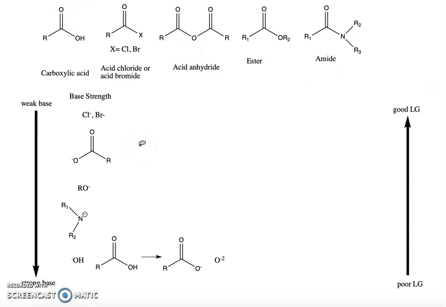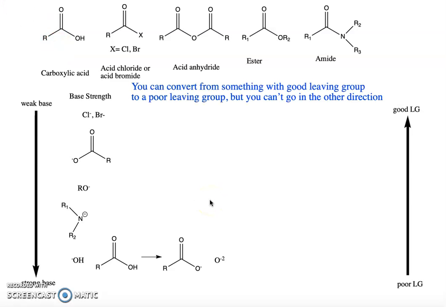So how are we going to use all of this information to understand what's going on in the reactions we see? Well, there's one general rule you want to follow. You can convert from something with a good leaving group to a poor leaving group, but you can't go in the other direction. In other words, you can go down the table. You can go from something higher up on this table to something lower on the table. So we can go from an acid chloride to an amide, or an acid chloride to an ester. But I can't go from an ester to a carboxylic acid anhydride and so on.